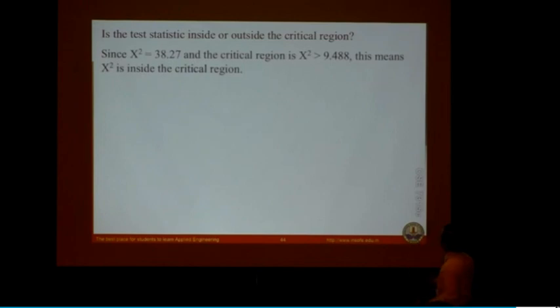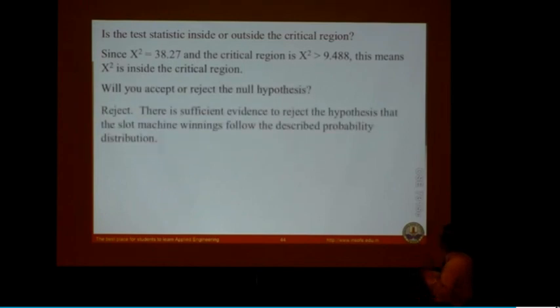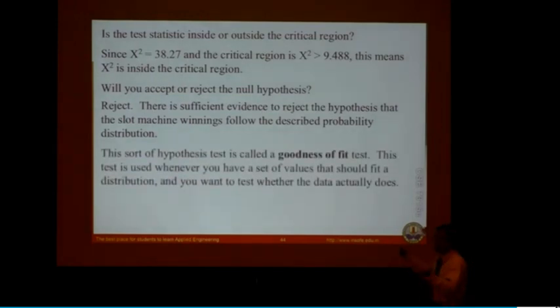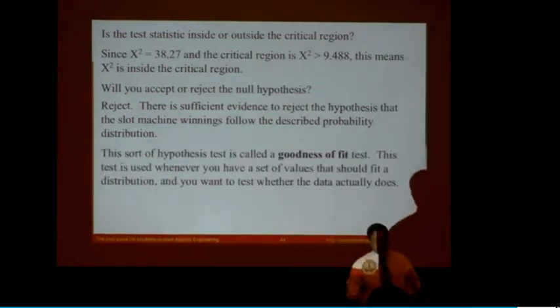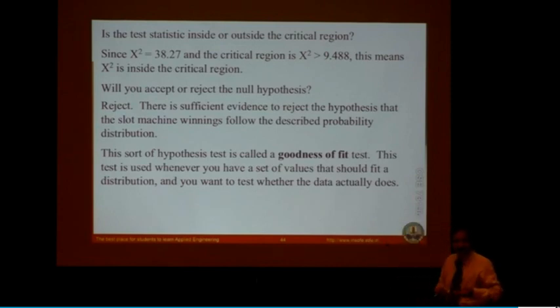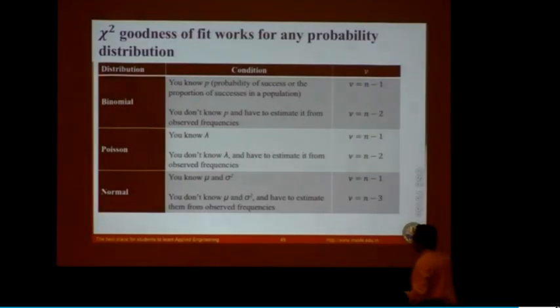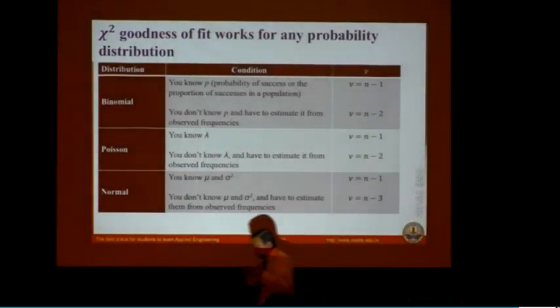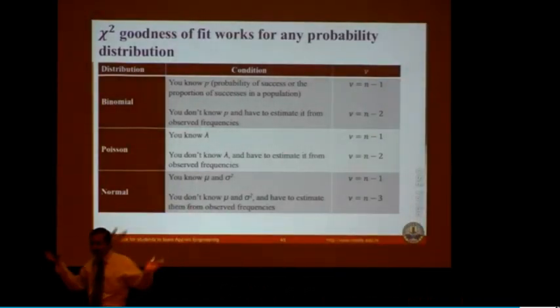Okay, so we have answered all these questions. It's done. Reject the null hypothesis. This is the goodness of fit test. So there are 3 different applications of chi-square, and goodness of fit is this. We will do another problem. Before that, let's understand: chi-square works with any probability distribution.